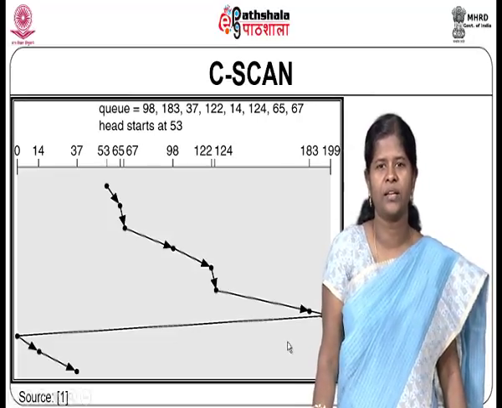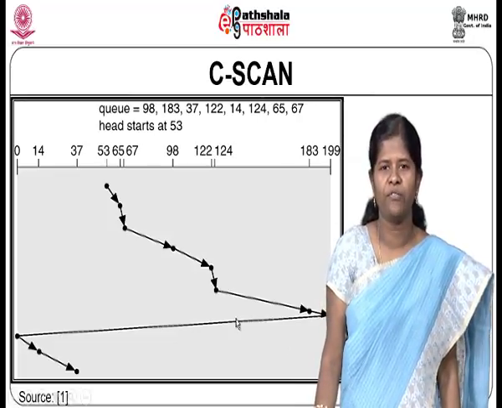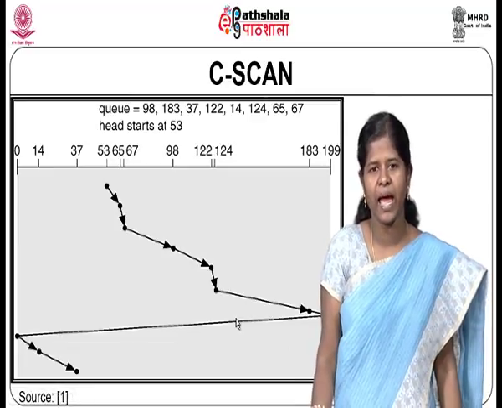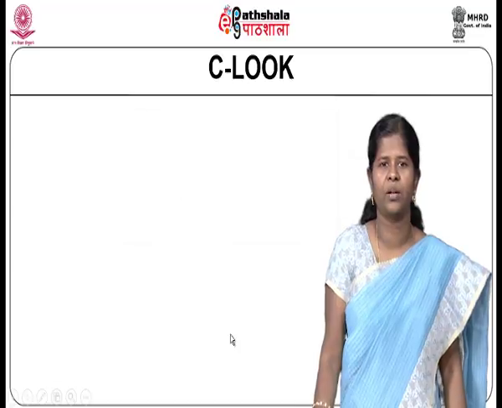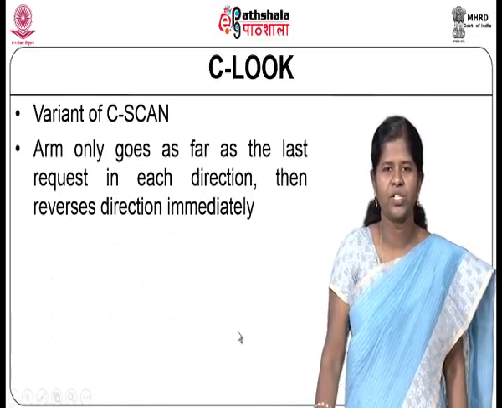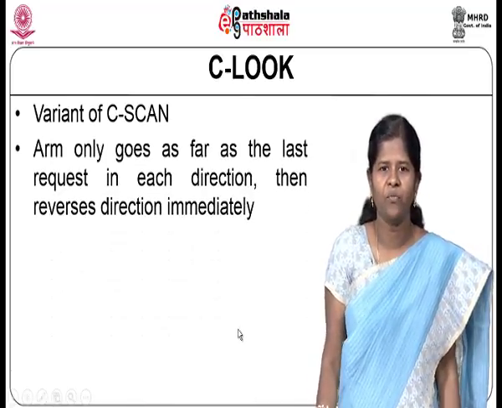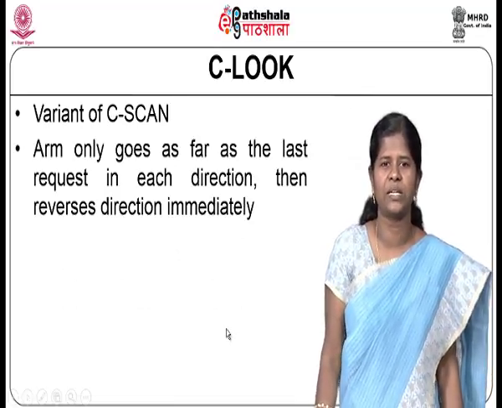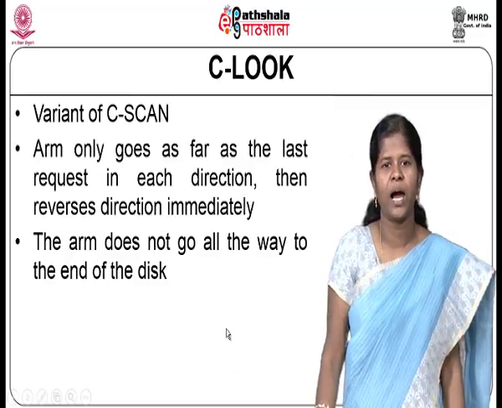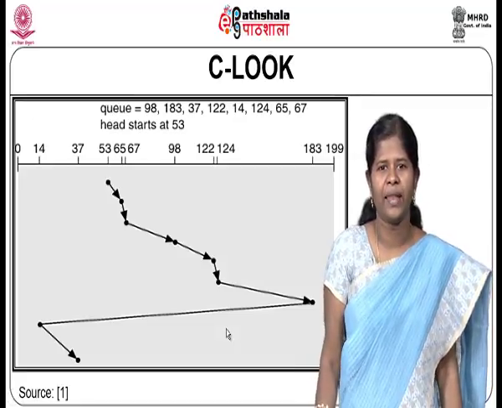So, what is done? They try to do a modified variant of SCAN and C-SCAN, and they call it C-LOOK and LOOK. In this variant of C-SCAN, the arm will go only as far as the last request in each direction and then will reverse the direction immediately. The arm does not go all the way to the other end of the disk.